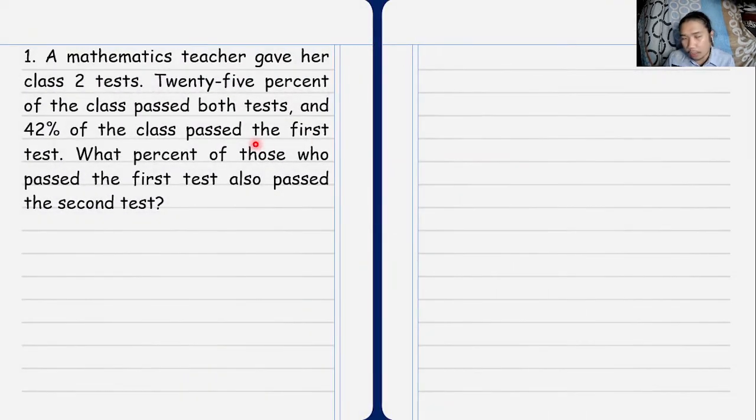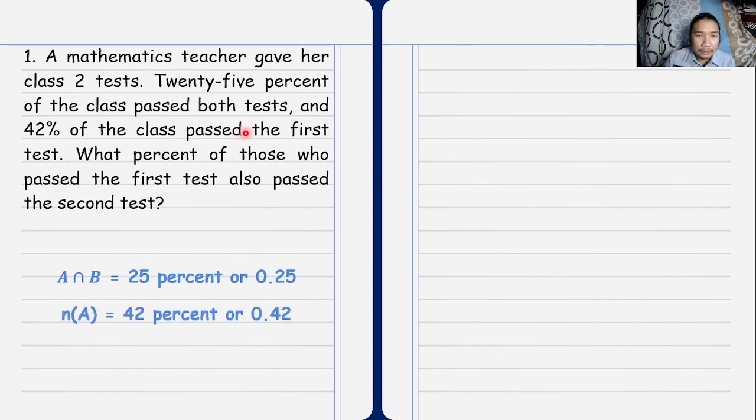So in number 1, a mathematics teacher gave her class 2 tests. 25% of the class passed both tests. So meaning ito yung intersection natin, intersection ng A and B. And then 42% of the class passed the first test. Ibig sabihin, ito na yung event A natin. The number of A is equal to 42% or 0.42. The question is, what percent of those who passed the first test also passed the second test?